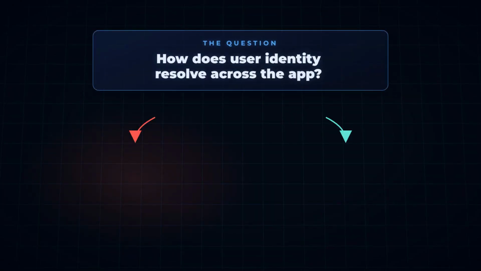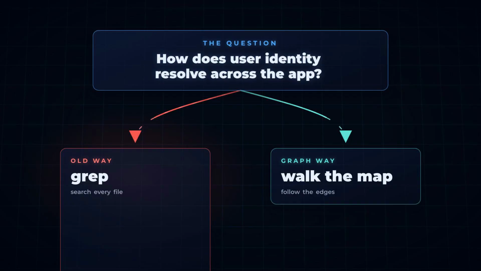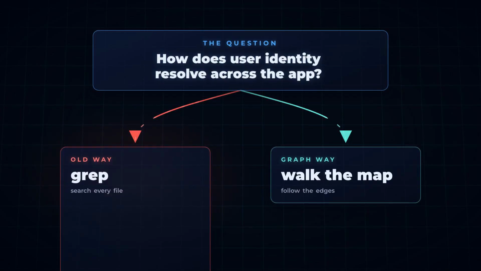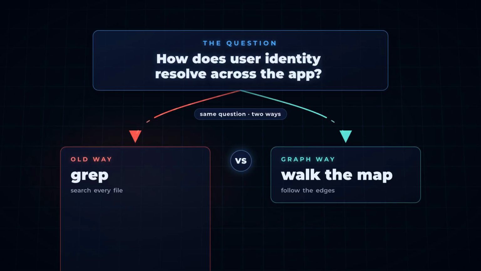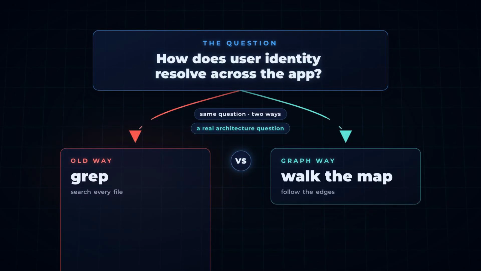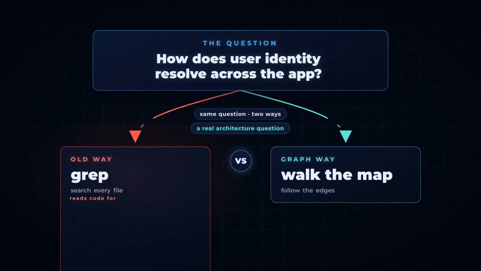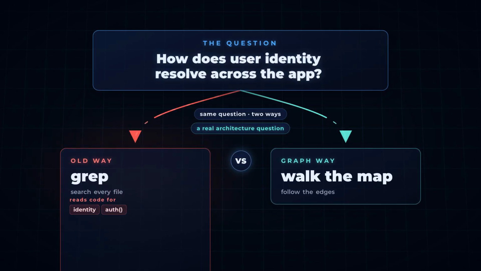But a pretty picture isn't proof. So let's run the test that actually matters, the one that decides whether this is worth your time. I'm going to ask the same real question two different ways. The question is, how does user identity and authentication resolve across this app, and what depends on it? That's a genuine architecture question, the kind you ask when you're onboarding to a code base or about to change something scary. First, the old way, the way your assistant works today without the graph.